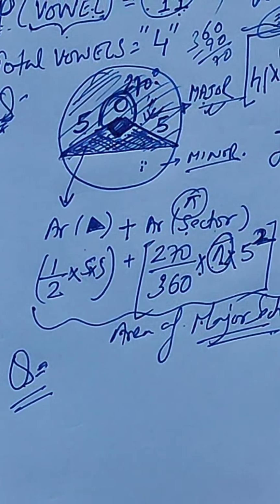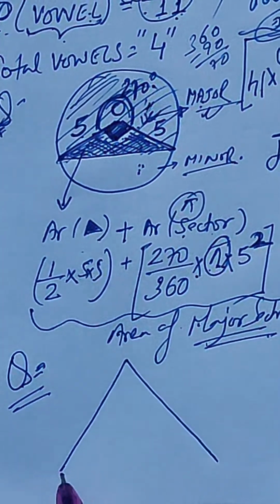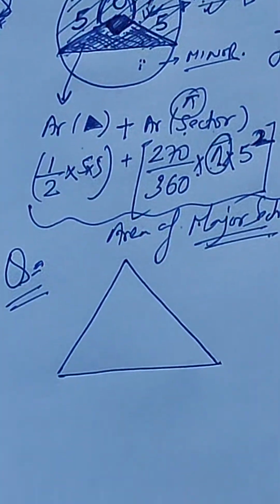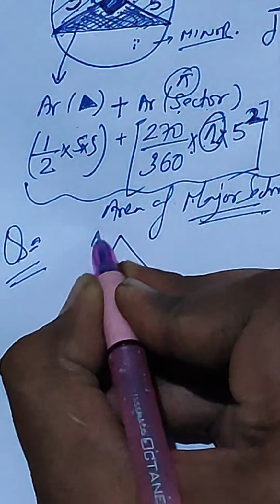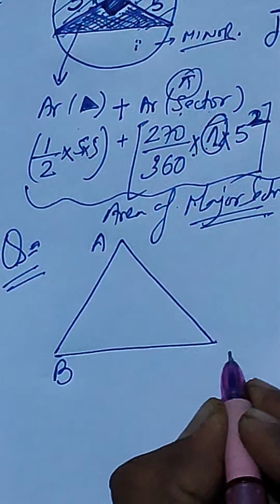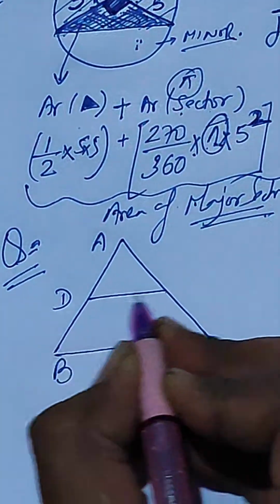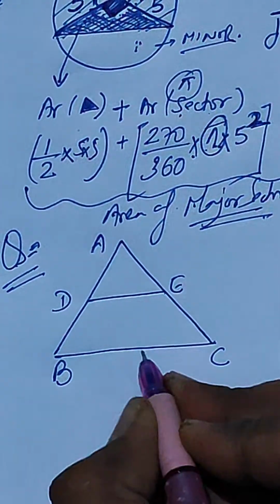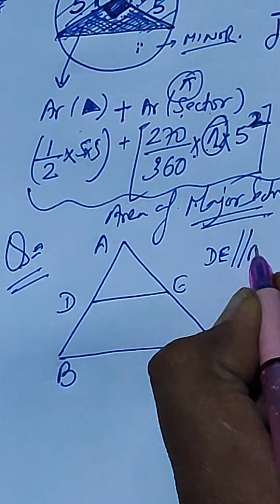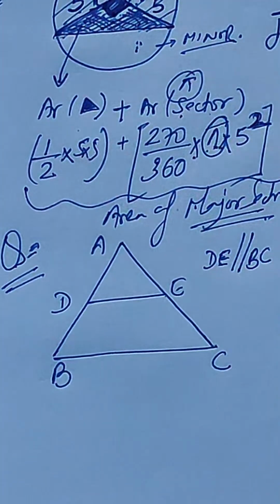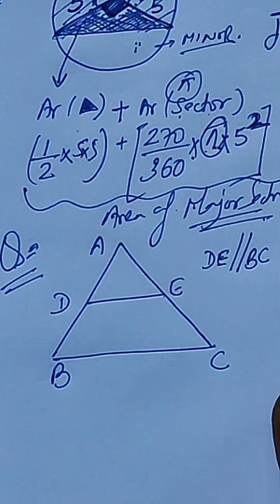In the given figure, DE is parallel to BC. So a triangle is given to you like this, and DE is parallel to BC. So A, B, C, right? Here it's given that DE is a line which is parallel to BC. I'm using this symbol for parallel, right?